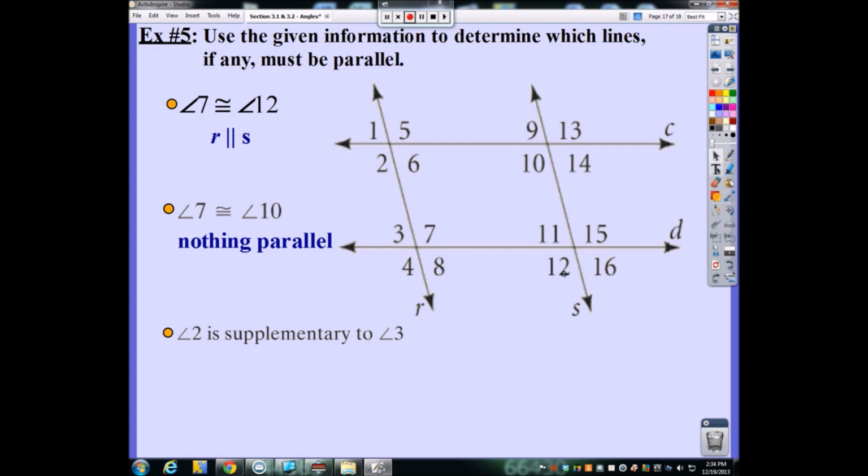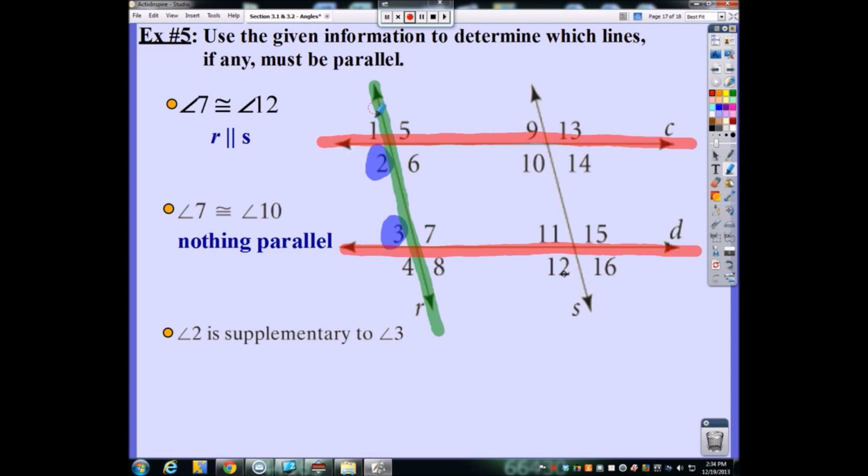If 2 and 3 are supplementary, well, here's 2, here's 3. Let's find the magic transversal that connects them. That would be line R, which means our lines in question would be C and D. So can we show that line C is parallel to line D? Well, 2 and 3, let's look. These are same side interior angles, and they told us that angles 2 and 3 are supplementary.